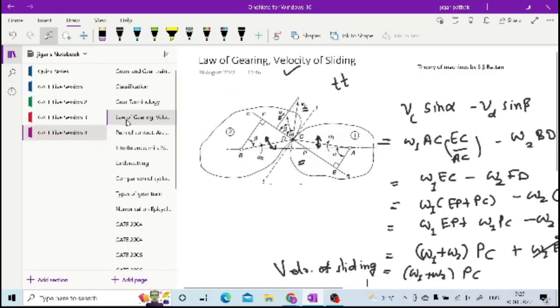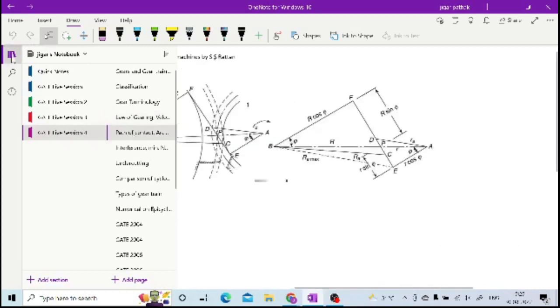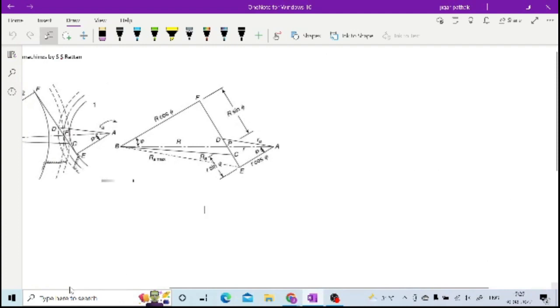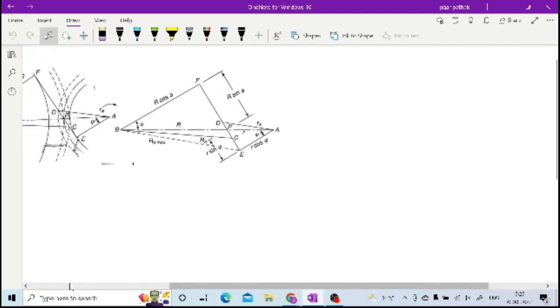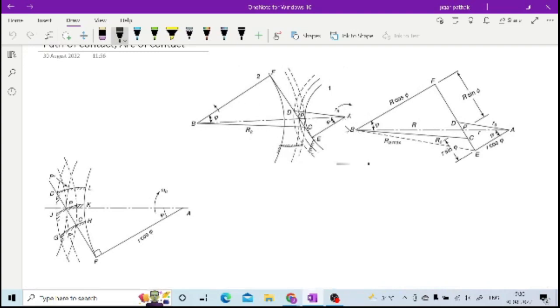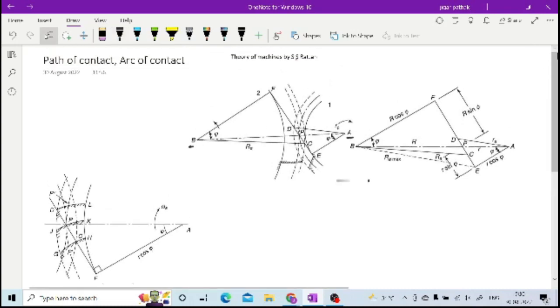So if you further go for the path of contact, then if you want to calculate the path of contact, you have to assume your two gears here, A and B, are in mesh with each other.